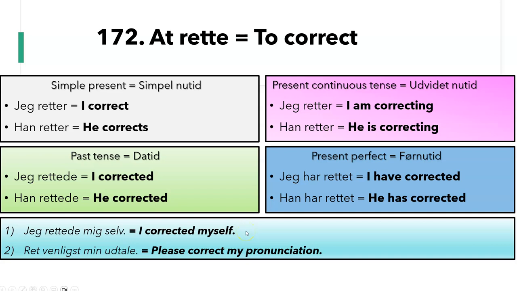I corrected myself. Please correct my pronunciation.